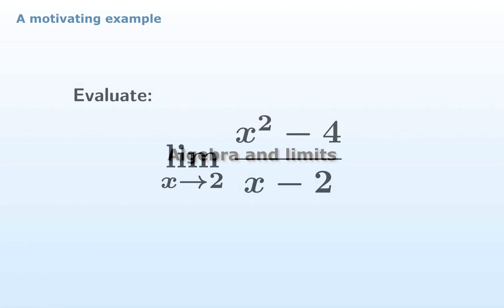In this video, we'll explore how to use algebra to evaluate limits. We'll start with this motivating example. Suppose you want to find the limit as x approaches 2 of the function x squared minus 4 over x minus 2. If this function happened to be continuous at 2, then we could just substitute 2 for x and evaluate the limit. But we can see that the denominator is 0 when x equals 2, so 2 is not in the domain, and there's no hope of using continuity to evaluate this limit.